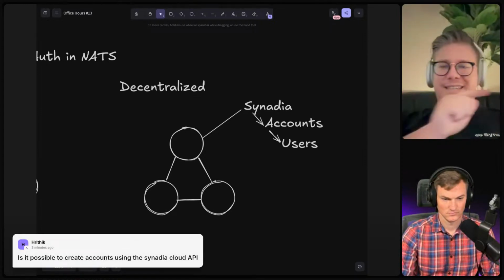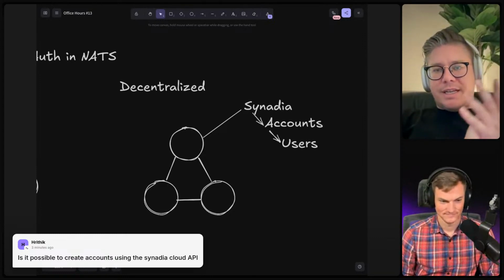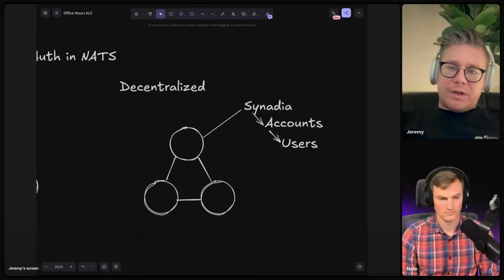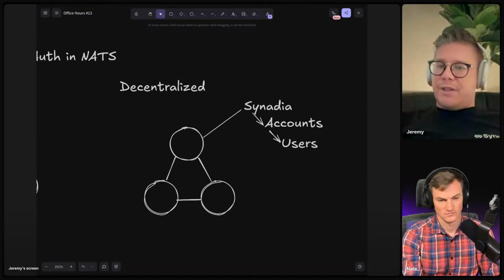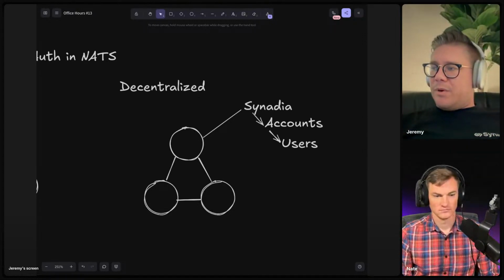And the answer is yes, absolutely. And we actually built it with that in mind. So everything you could do in the Synadia Cloud UI is available as a REST API. If you go to the top right corner of Synadia Cloud, you can access the API documentation. And we have everything for you. So creating a user, creating a group, all that stuff can be done programmatically.